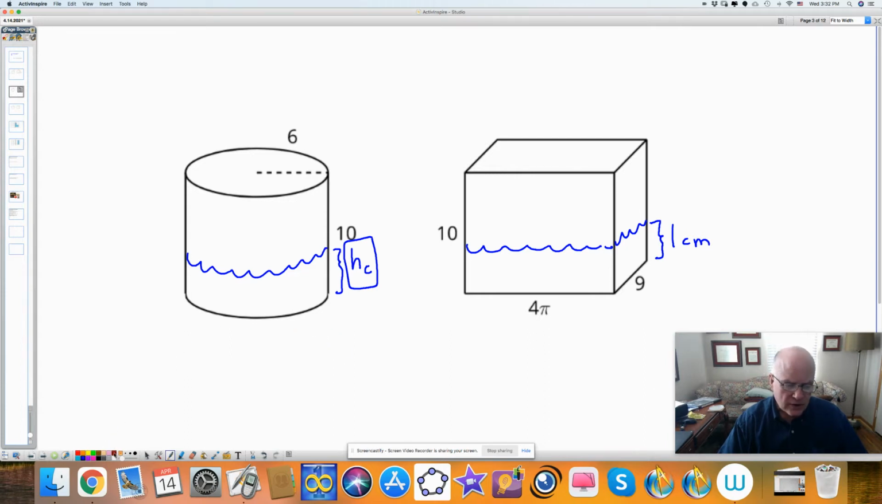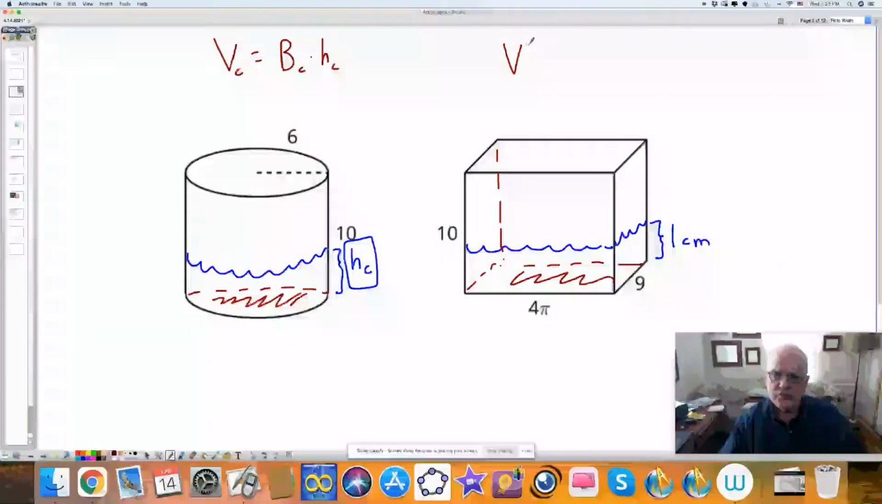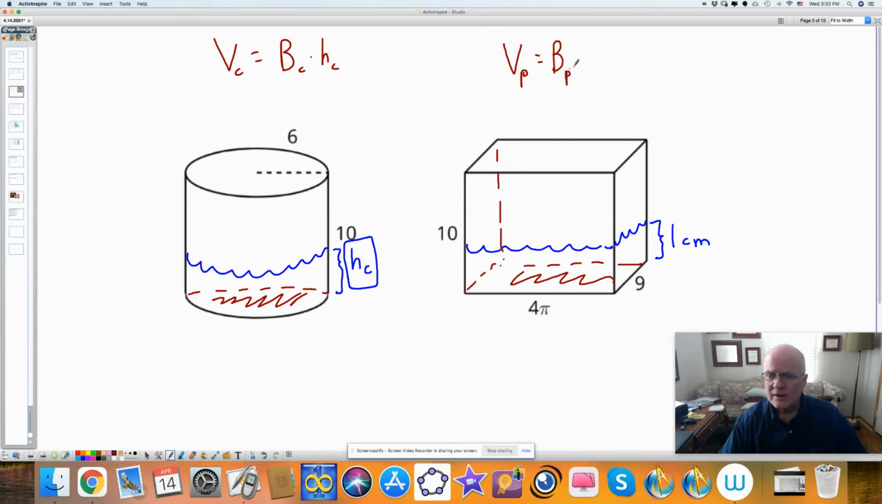When we do this, I'd like to point out that the cylinder has a circular base, and the rectangular prism has a rectangular base. We can also write our formula. The formula for the volume of the cylinder is the area of the base times its height. And the volume of this prism is equal to the area of its base times its height.